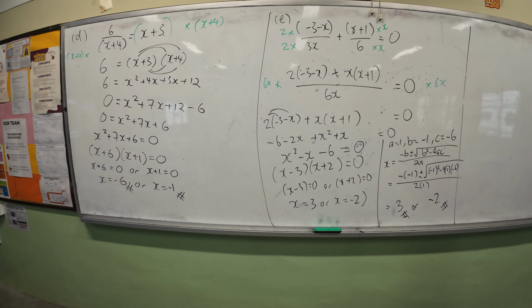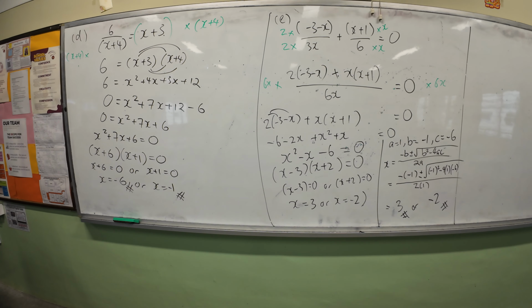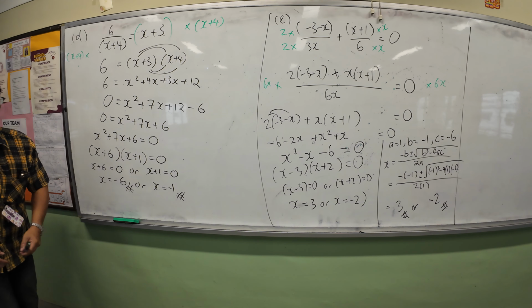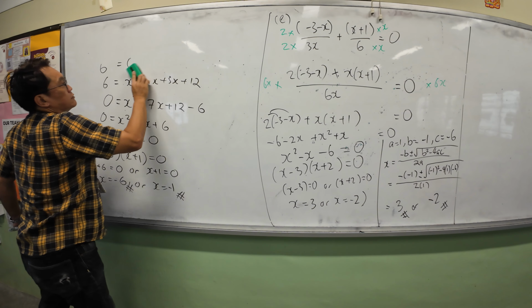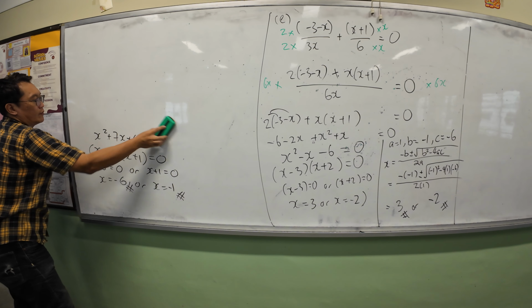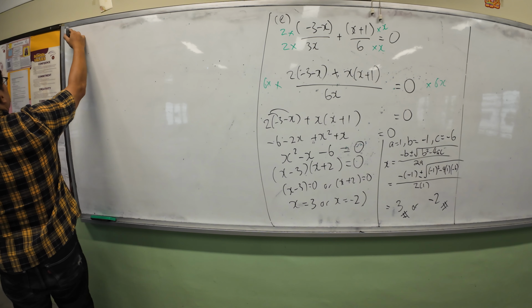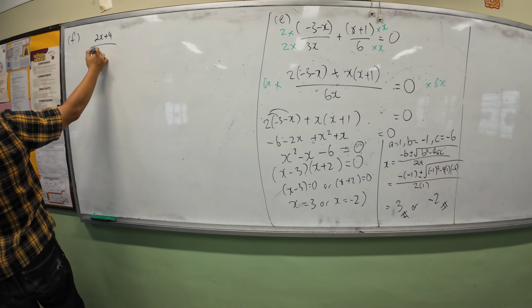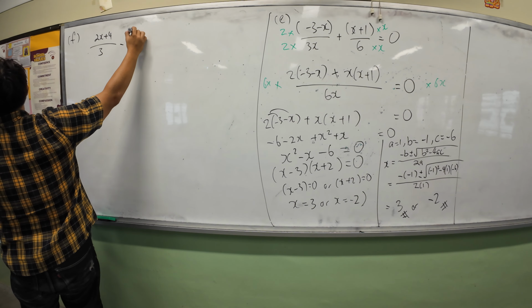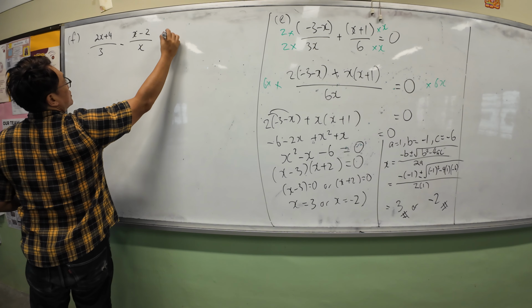Can? Okay, then let us move on. Today, I will ask you how to do part F also, right? Then do part F. Part F: 2x plus 4 over 3 minus x minus 2 over x equals to 3.